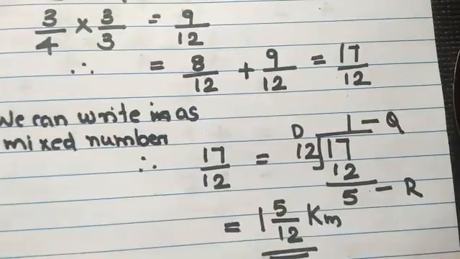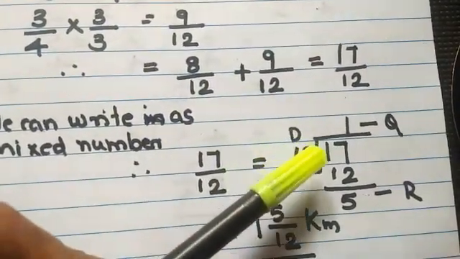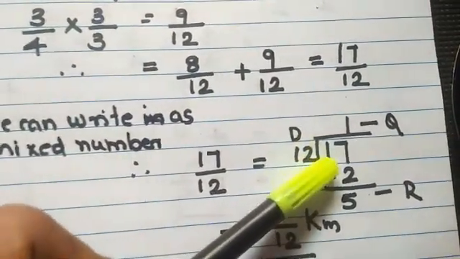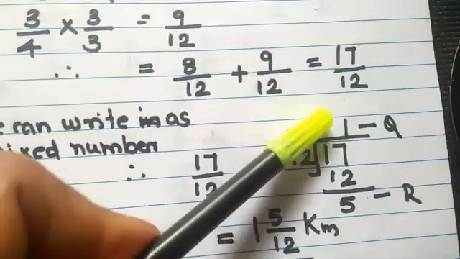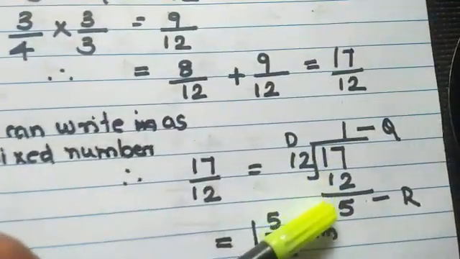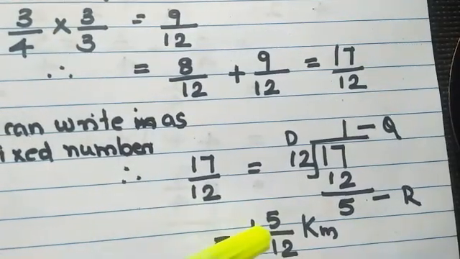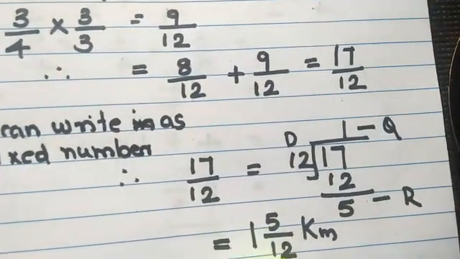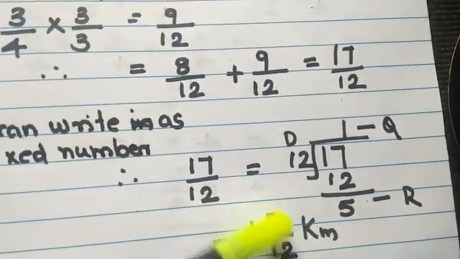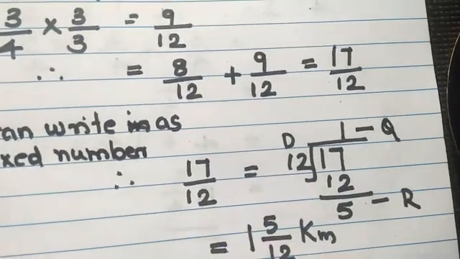Okay. Now how to change an improper fraction to a mixed fraction. 17 division 12. Quotient we get 1, remainder 5. So the answer will be in QR by D form. Mixed form will be Q R by D, 1 5 by 12 kilometer.